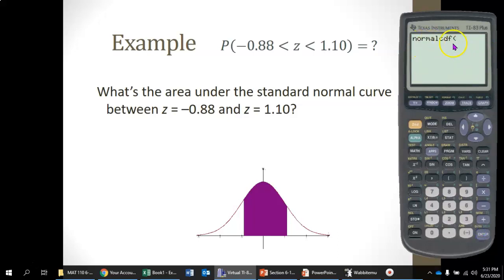You will either see something like this, just the word normal CDF with a parenthesis. So if that's what you see, we're just going to put in these two numbers separated by a comma. So I'm going to put in negative 0.88, comma, 1.10, close the parentheses, hit enter, and we get our answer. It's about 0.6749.